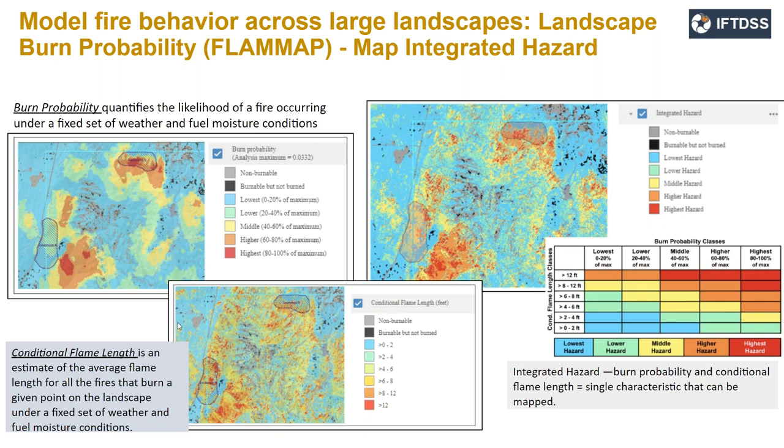The second you can toggle on is the conditional flame length, which is an estimate of the average flame length for all the fires that burn at a given point on the landscape. So this can be toggled on and off as well. And then thirdly, we've created something called integrated hazard, which is a derived value for IFTDSS that's based on the burn probability class and the flame length class that also rates from lowest to highest. So it's a single characteristic that can be mapped that takes both of these factors into account.